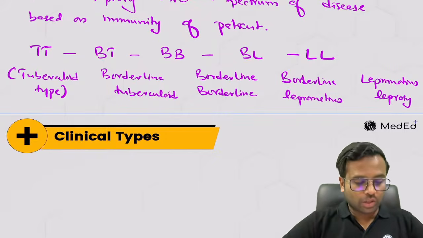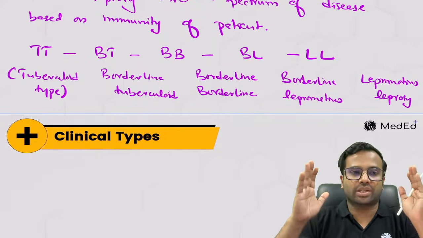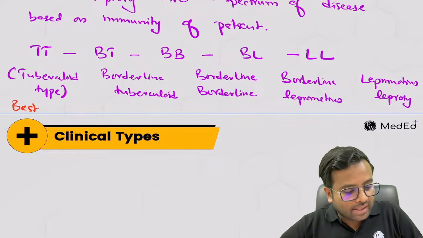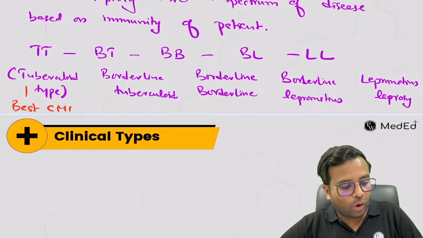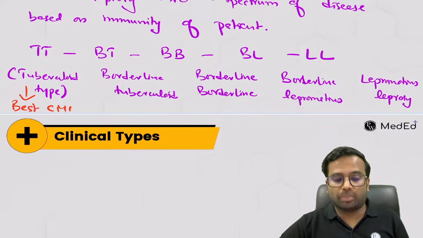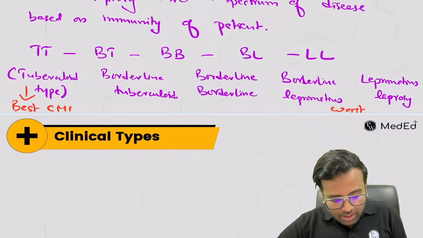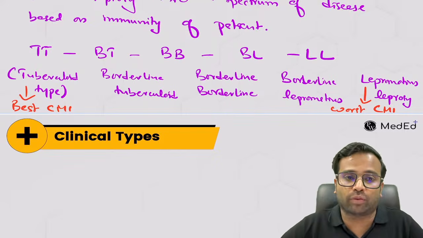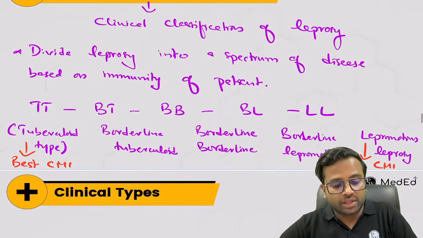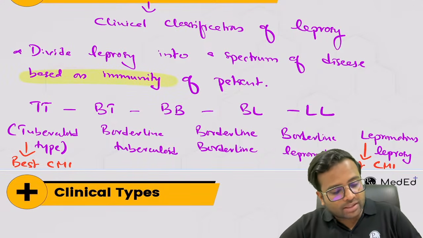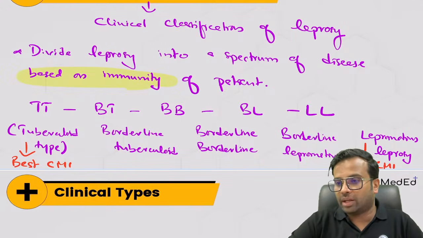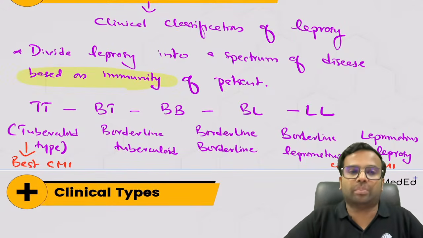So this is how a spectrum of disease is. And here please mark one very important thing in red, because the best cell mediated immunity will always have tuberculoid type of leprosy, and the worst cell mediated immunity will always have lepromatous type of leprosy. That is why I have mentioned very clearly that this classification is based on the immunity of the patient.